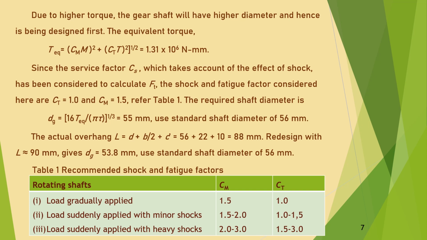The actual overhang comes out to be d plus b by 2 plus c dash, that is equal to 56 plus half of the beam width 22 plus clearance 10 mm, that is equal to 88 mm, while we considered it to be 100 mm for first trial. So redesign with overhang approximately equal to 90 mm, and this gives the revised shaft diameter as 53.8 mm, for which also the standard shaft diameter is 56 mm.